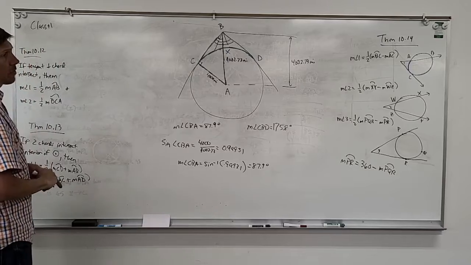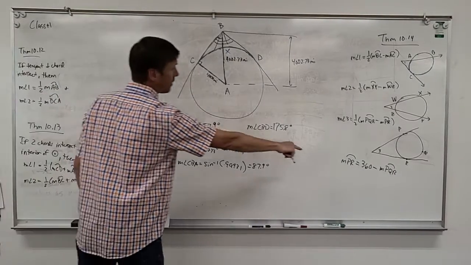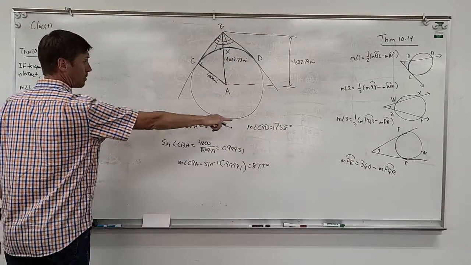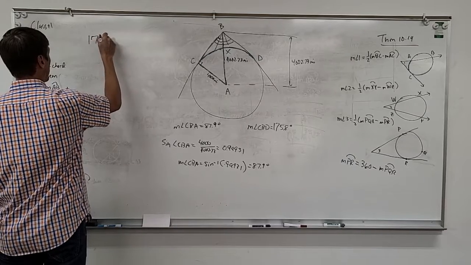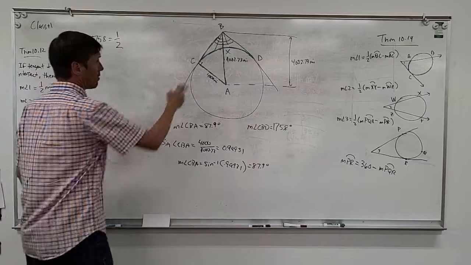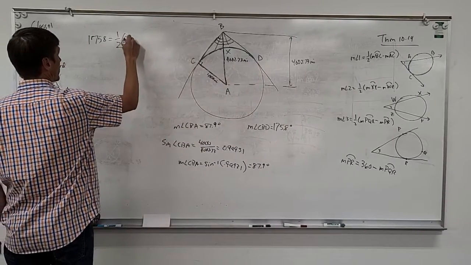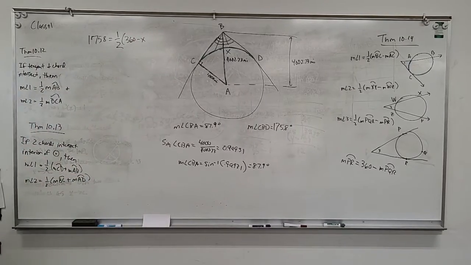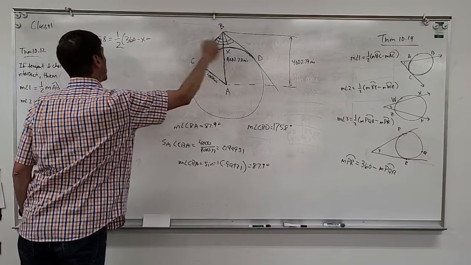So using our formula right here, we can say that the measure of this angle, which we determined to be 175.8, is got to be equal to 1/2 the measure of the big arc, which is 360 minus x, minus the measure of the little arc, which is x.